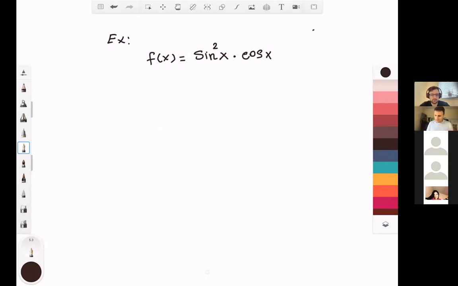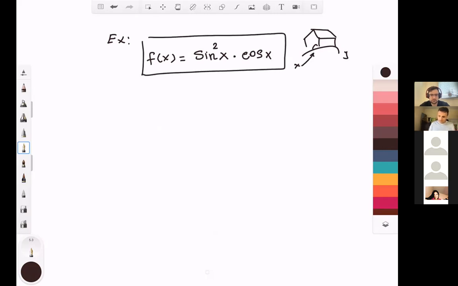We have x and we have y. Good. We don't want to visualize it. I mean, this is a function, but my question is: is this even or odd? Or neither? Even, odd, neither?